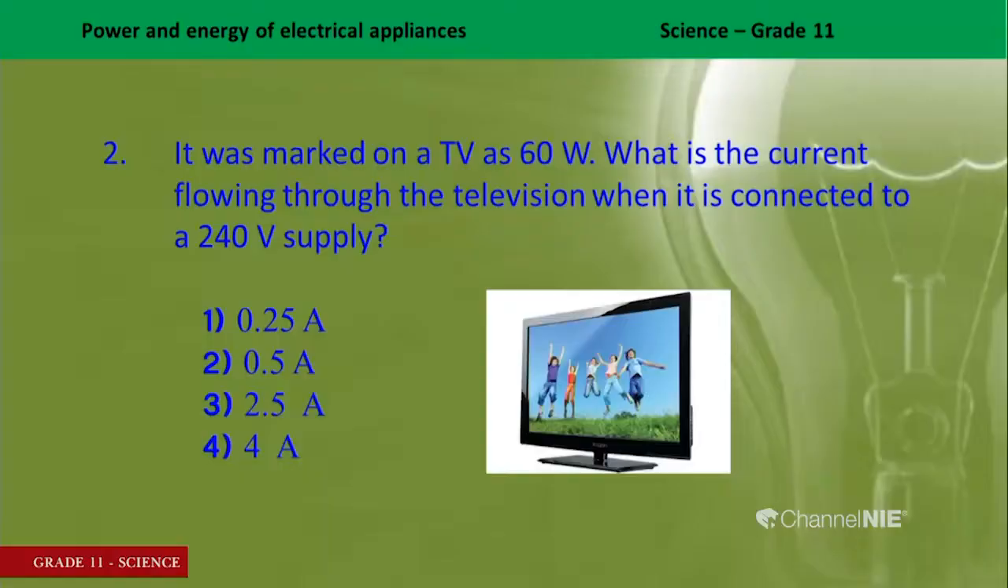It was marked on a television as 60 watt. What was the current flowing through the television when it is connected to a 240 volt supply? Yeah. So, now a formula should come to your mind. What is the formula which comes to your mind? You know the power of the appliance, you know the voltage, and you are asked to find the current. The formula which connects power, voltage and current should come to your mind. What is the formula? P equals VI. Use the formula and see whether you can get the answer and check whether this is the answer. Yeah, 0.25 amperes. Now, I am going to show you how we get that answer.